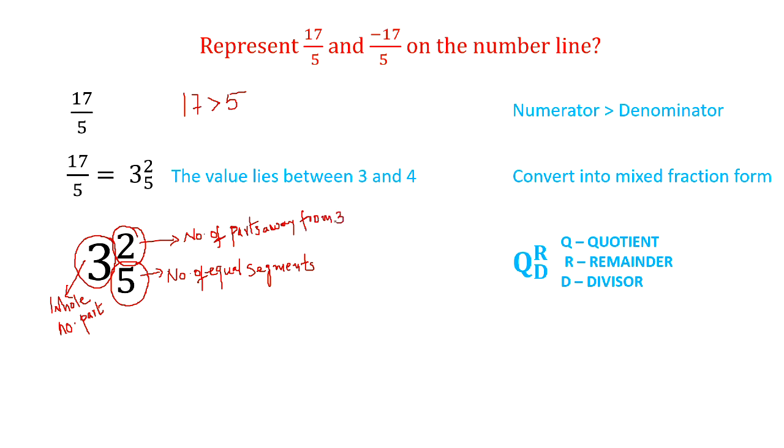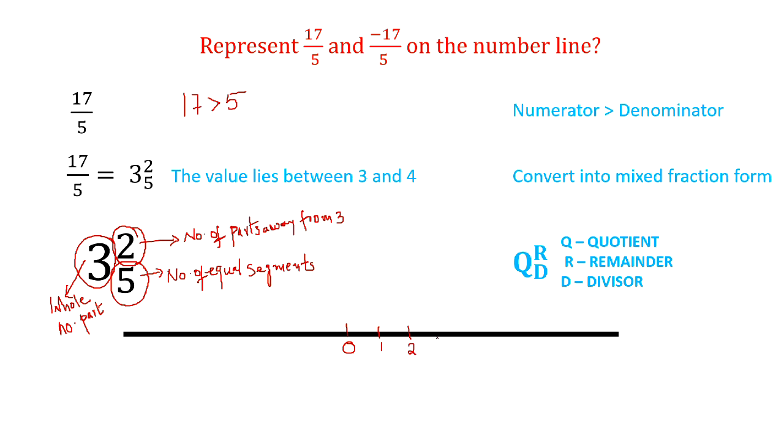So let us now represent 17 by 5 on the number line. This is our number line: 0, 1, 2, 3, and this is 4. As I said, the value lies between 3 and 4. This is -1 on the left hand side, -2, -3, and this is -4.